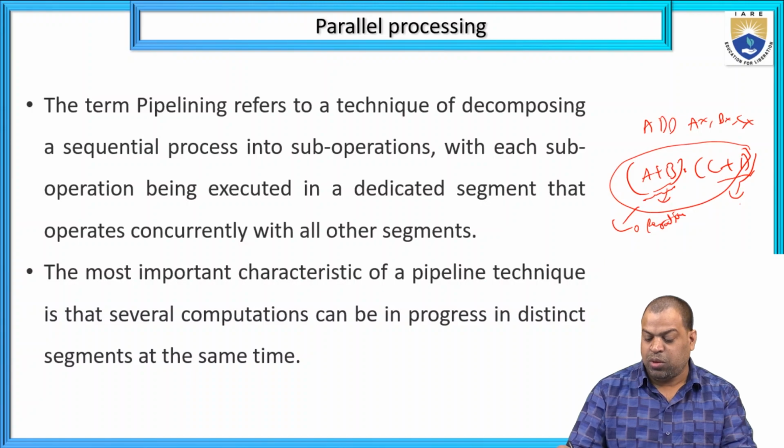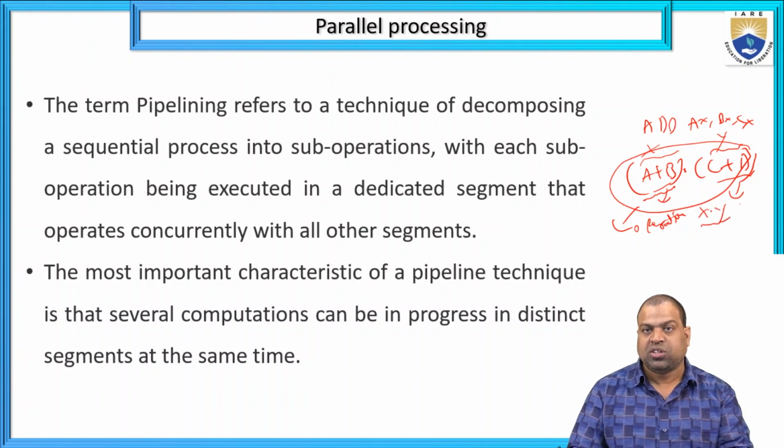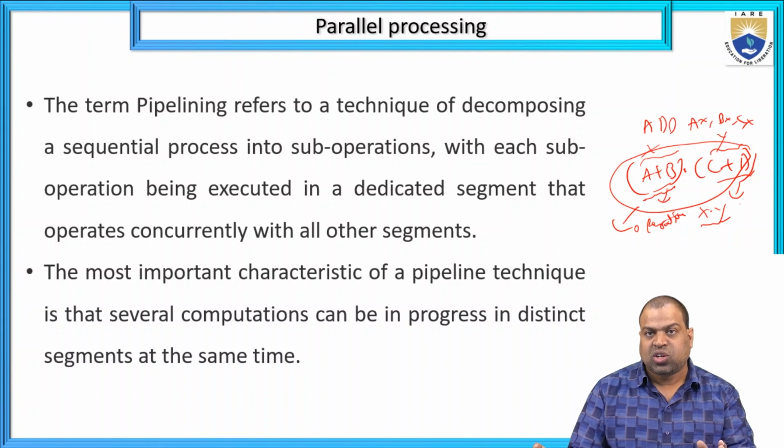And what is the result of A plus B? Suppose the A plus B result is X and the C plus D result is Y. So we have to go for X into Y, which is one more sub-operation. So three sub-operations make up one operation. So that is pipelining. Pipelining is a technique for how we do one operation: we divide one operation into sub-operations to perform it.